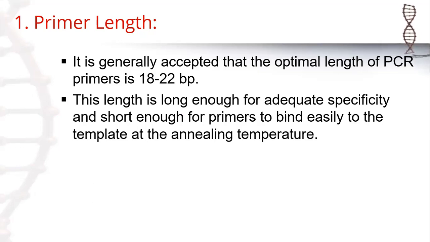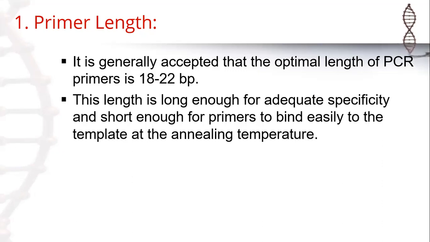It is generally accepted that the optimal length of a PCR primer is from 18 to 22 base pairs. That may be up to 24 base pairs. These are the optimum lengths of the primer. We can also go to a maximum of 30 base pairs, so that these are the optimum conditions to attain a high yield of the PCR.